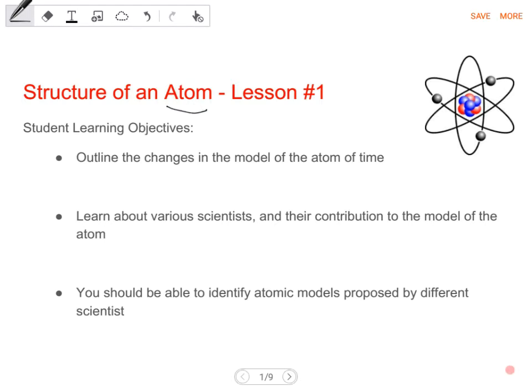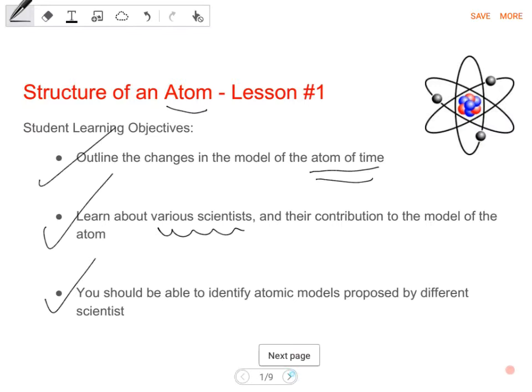You want to outline the changes in the model of the atom over time. It certainly didn't get to the model we have right now overnight. We're going to go through a few scientists and how they contributed to the model of the atom, every time getting a little bit closer, a little more precise. And at the end, I would ask that you can associate a name with the model or the contribution to the atom. So these are your three objectives. Let's move on.